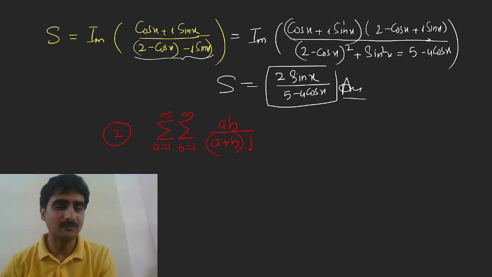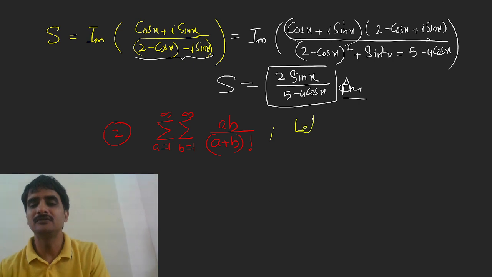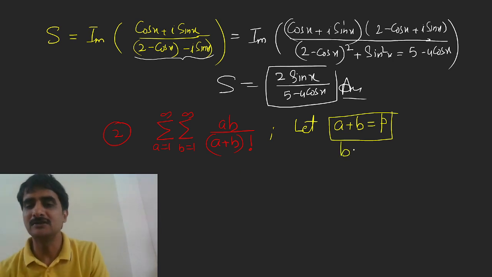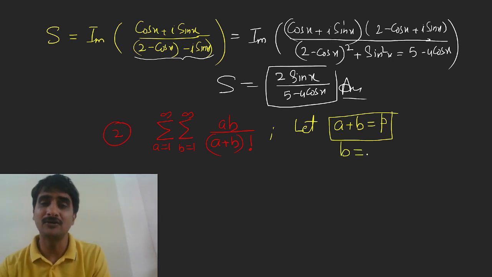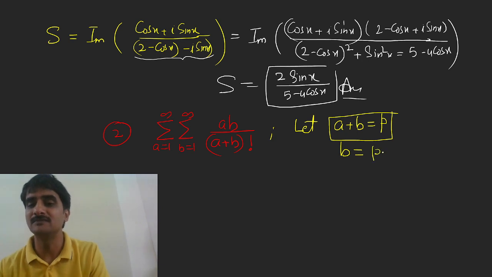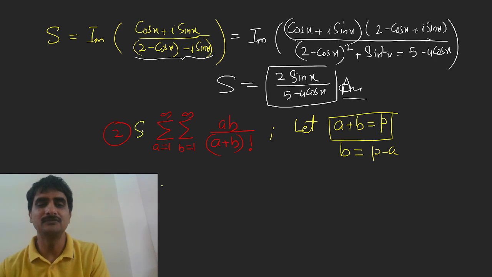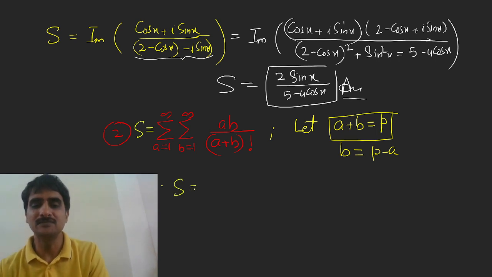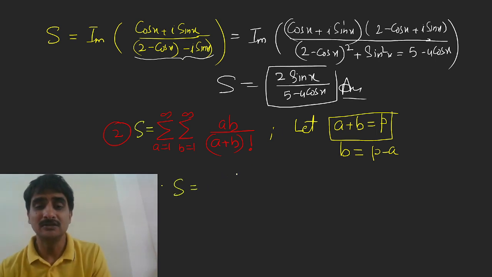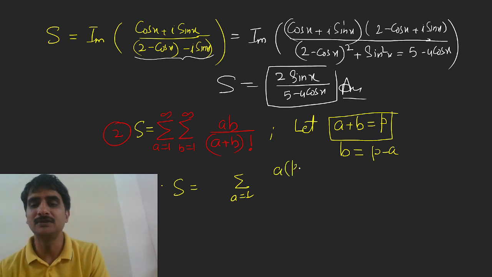Now what to do? You should say, okay, let a plus b be some number p. Now that means I can replace either a in terms of b and p, or b in terms of a and p. So I will write b as p minus a. Therefore, if I call this series S, S can be written as, see, a still goes from 1 because a is still a variable, because I'll be replacing b by p minus a. And in the new denominator, you get p factorial.